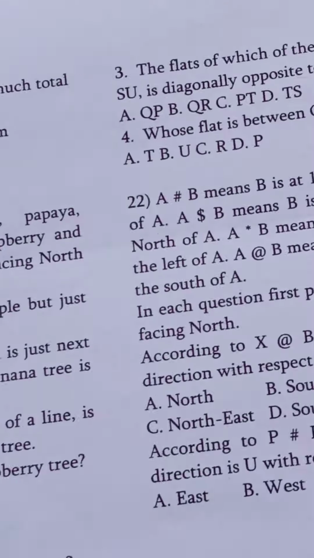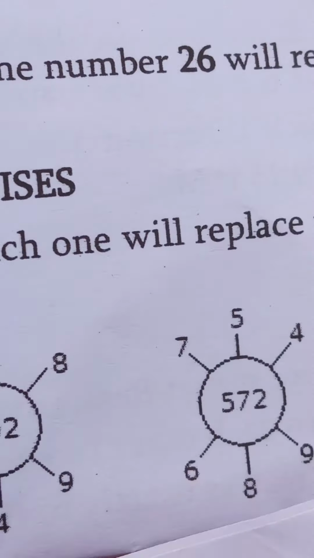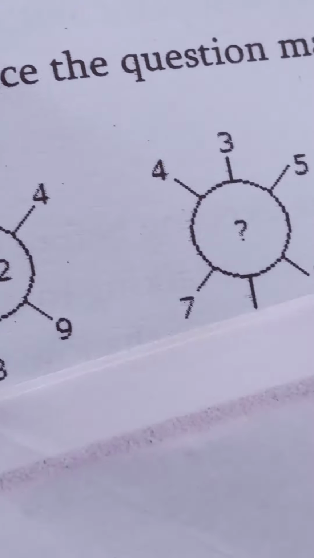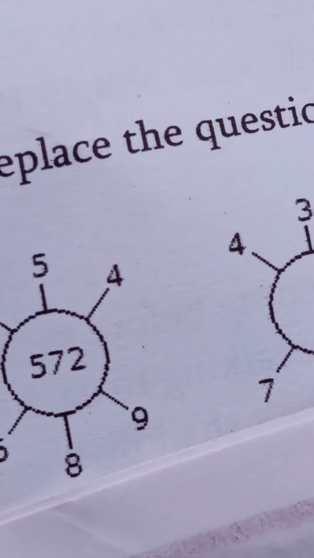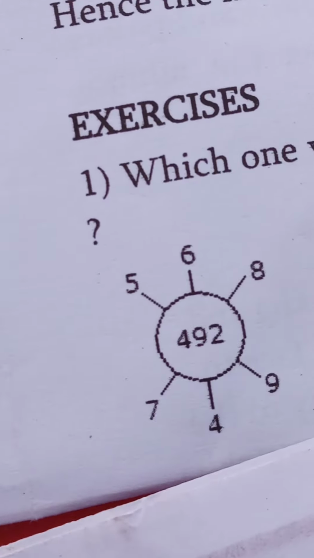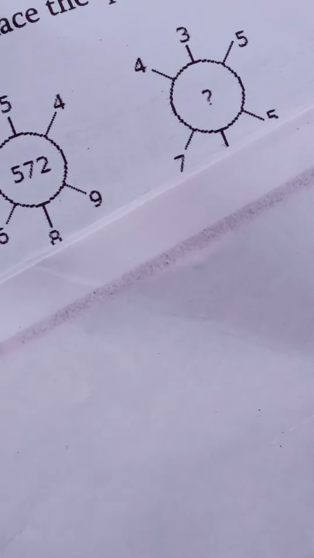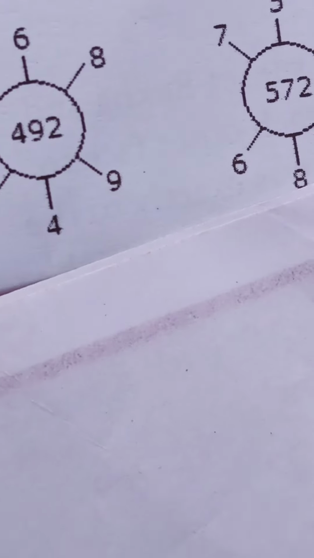I will write the numbers again. These three numbers you have to multiply here. 7 into 4 into 3 into 5. So 4 into 3 into 5, 60.